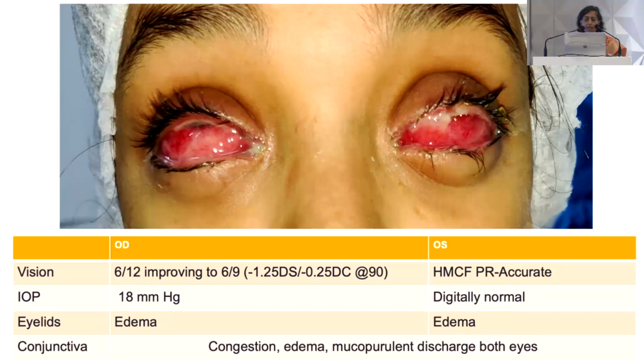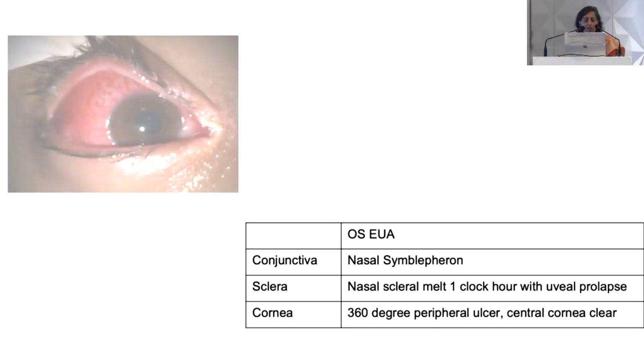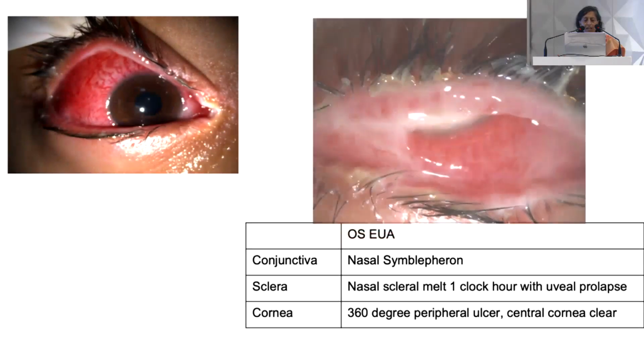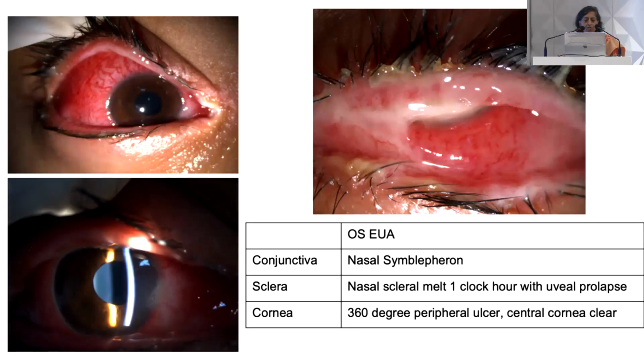So we had to take the patient to the OT for an EUA. Examination showed a 360-degree marginal ulcer in the left eye. There was also nasal symblepharon, and central cornea was clear. There was evidence of scleral melt, and the AC was irregular, and iris prolapse was noted. This is what the right eye looked like. As you can see, there was a lot of mucopurulent discharge and inflammatory membrane formation, and the patient was then taken up for surgery.